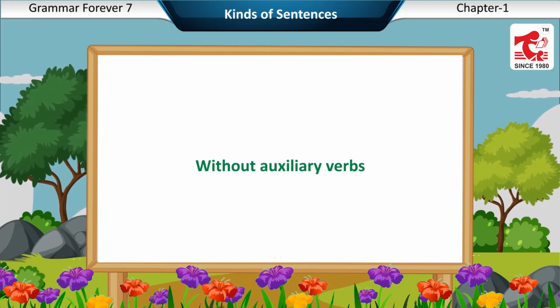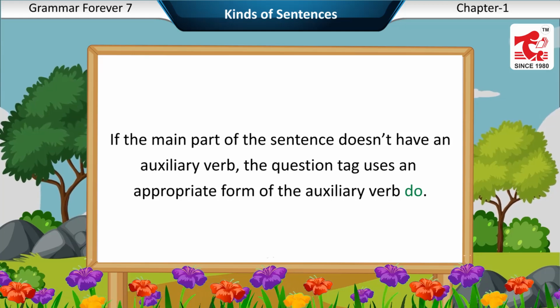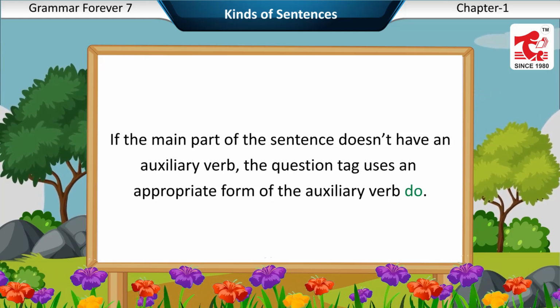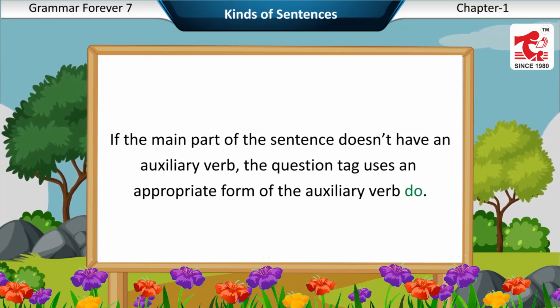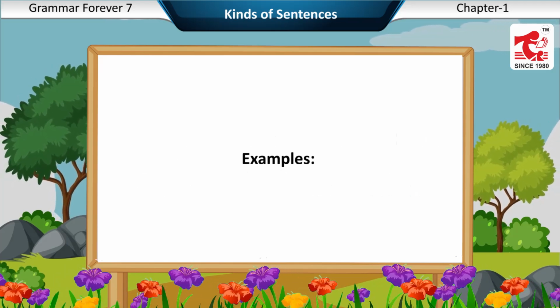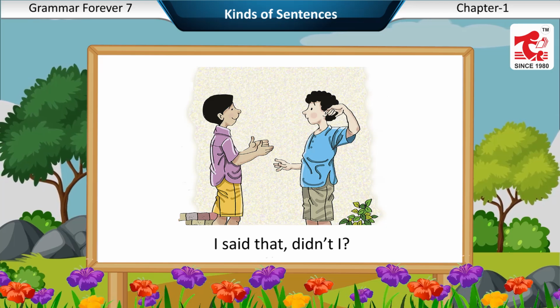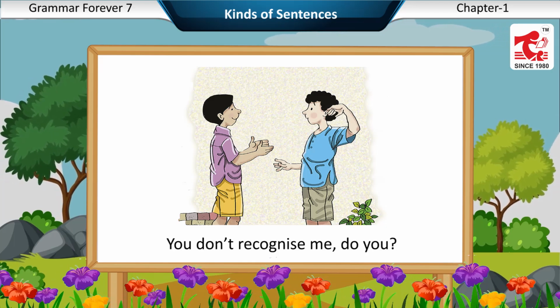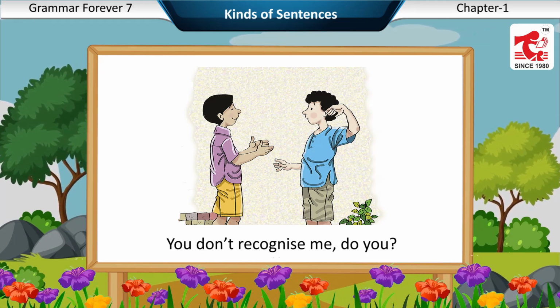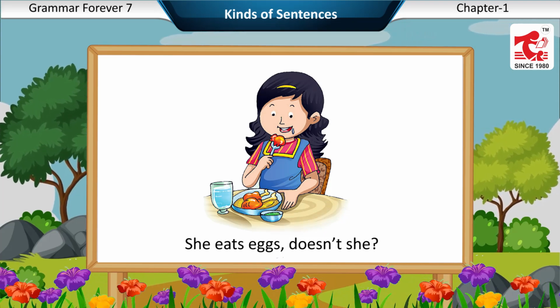Without auxiliary verbs. If the main part of the sentence does not have an auxiliary verb, the question tag uses an appropriate form of the auxiliary verb do. Examples: I said that, did not I? You don't recognize me, do you? She eats eggs, does not she?